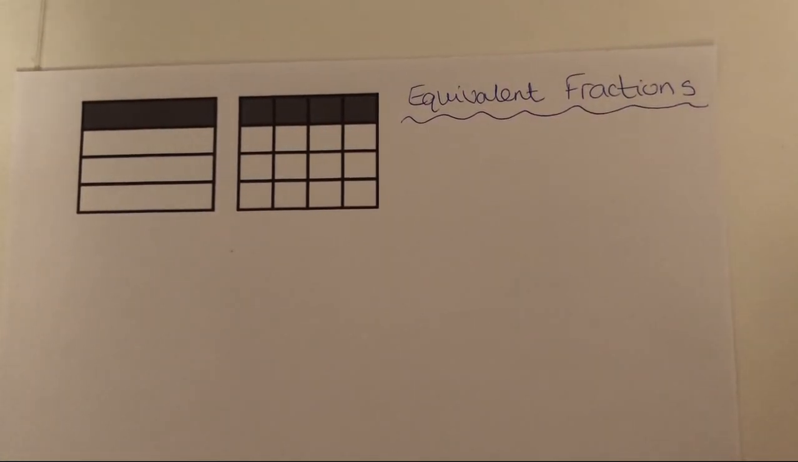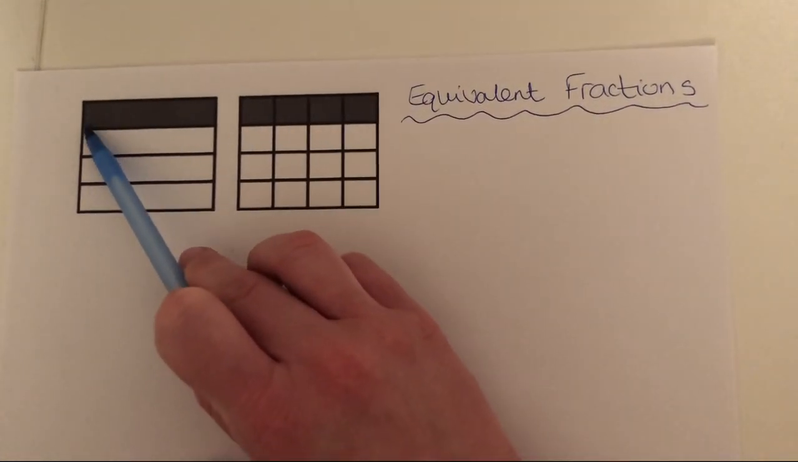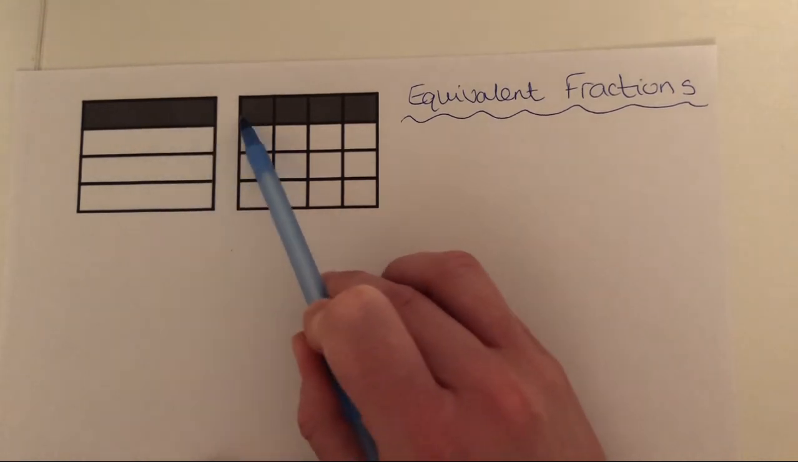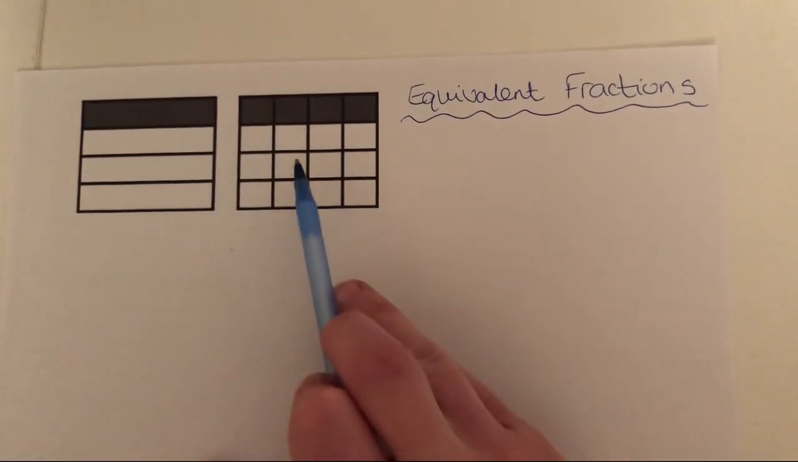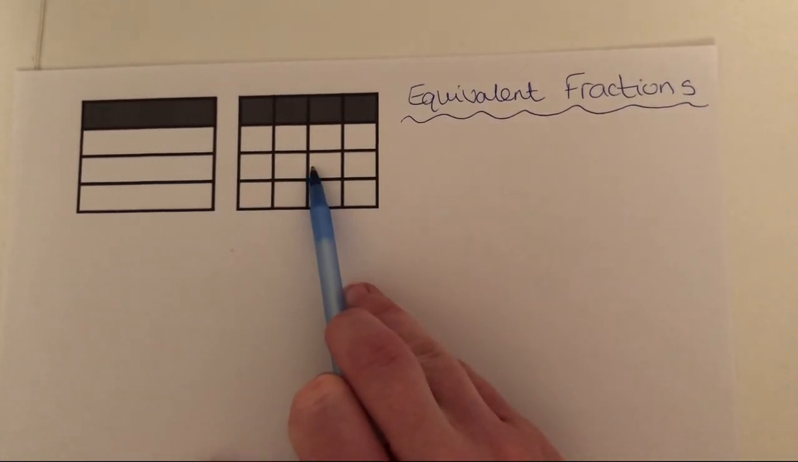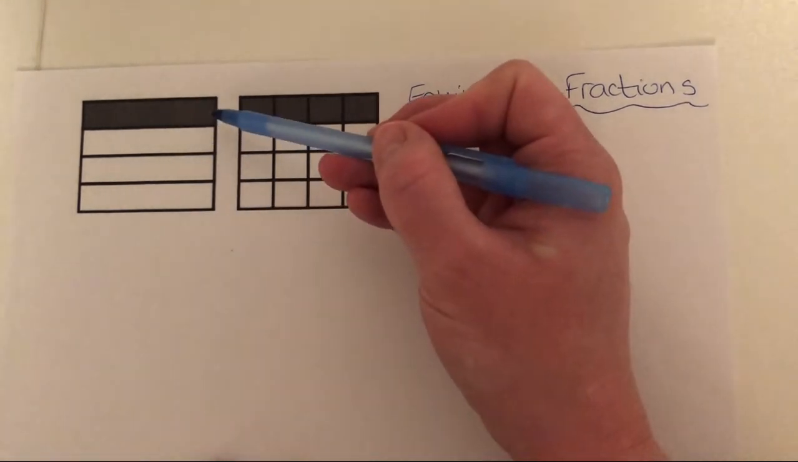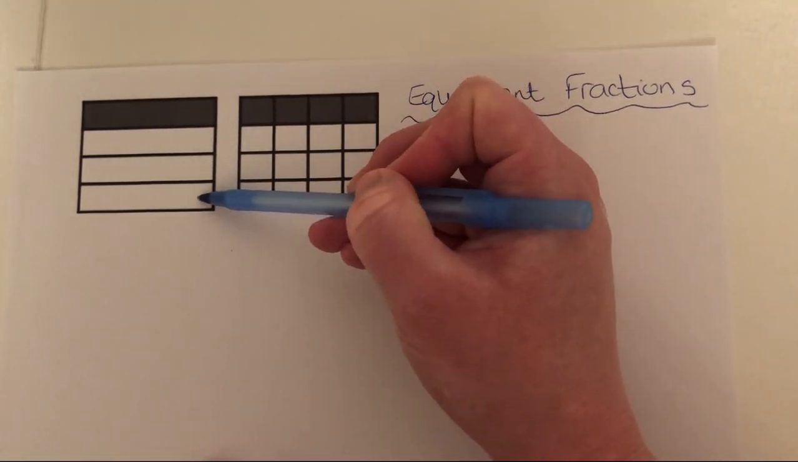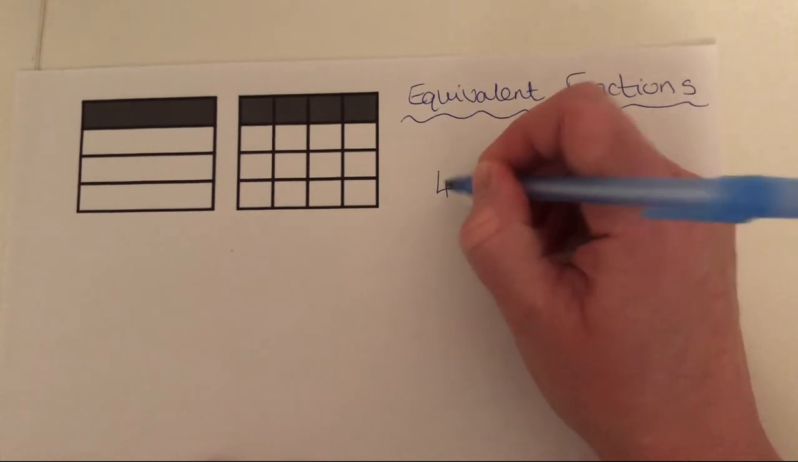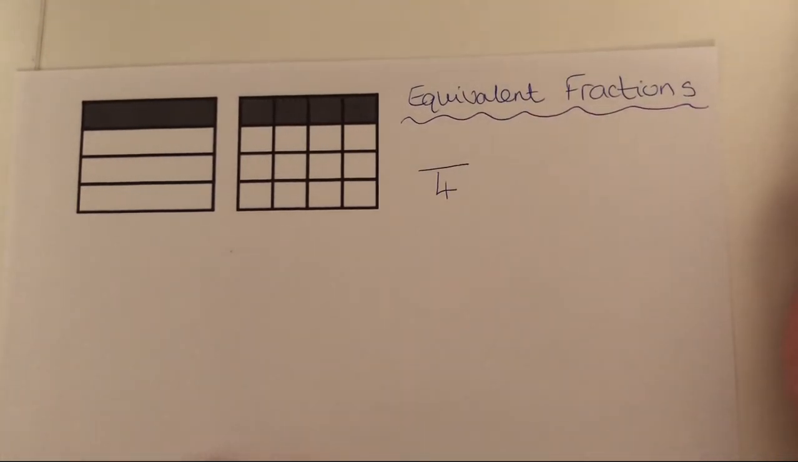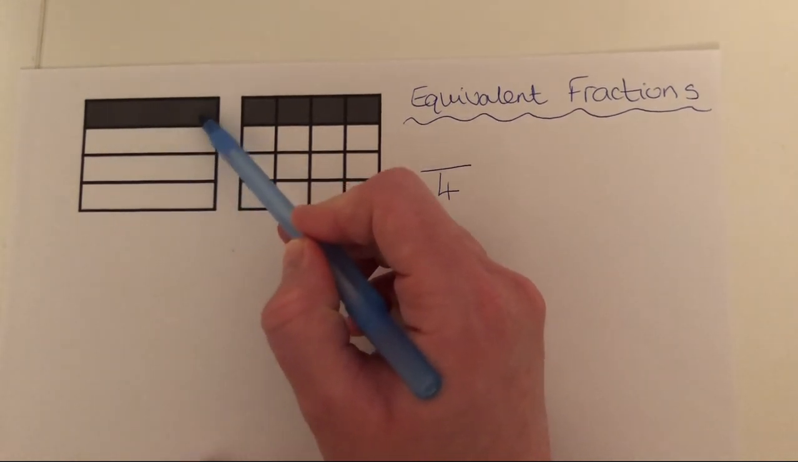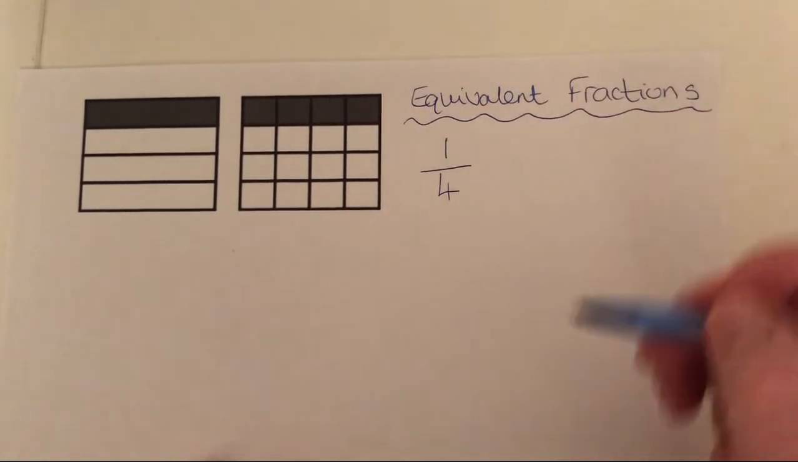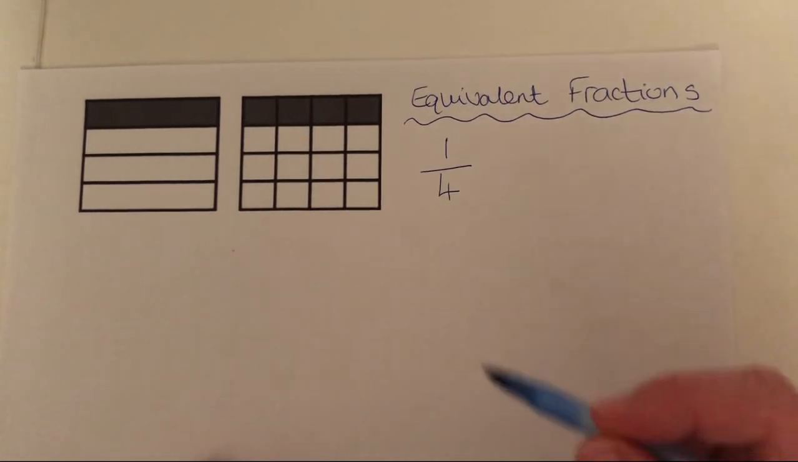Okay, equivalent fractions are always equal in size. They're just written slightly differently. So I want you to have a look at these models that I have given you here. This first model is split into 4 pieces, quarters. So the denominator is going to be 4. One of those pieces is shaded, so it is 1/4 shaded.